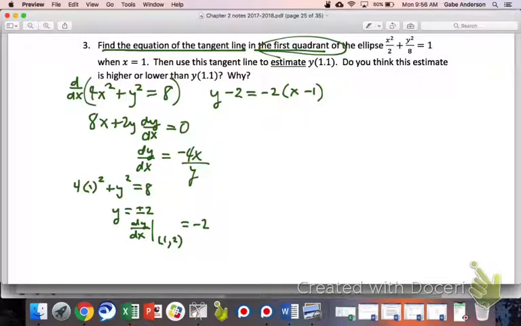So we completed the first part. It says then, little transitional word here, then use what you just found to estimate y of 1.1. So let's go ahead and do that. So here's how we would do that.